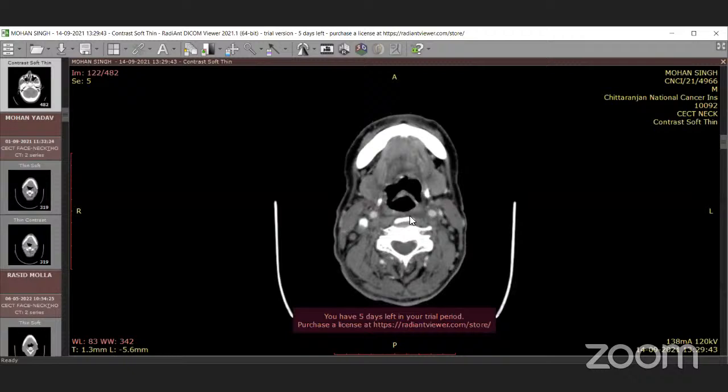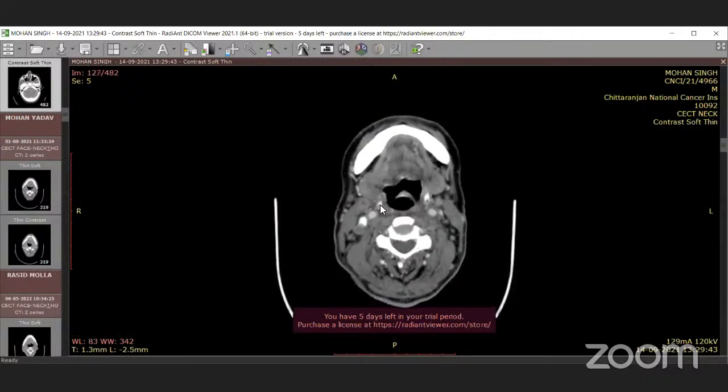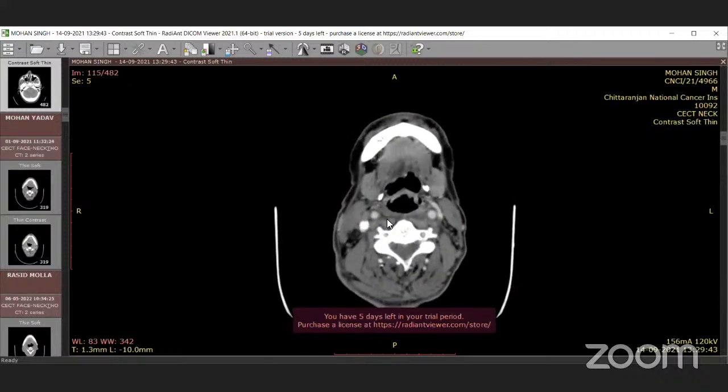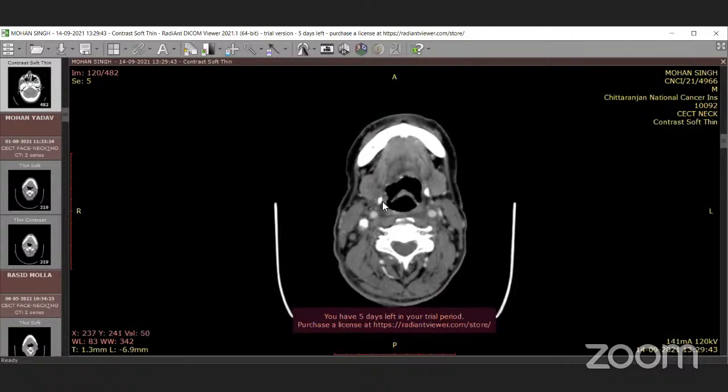And I think we had discussed the middle constrictors insert on the hyoid bone. So when you have this posterior margin of the oropharynx, you can see this constrictor which is going up to the level of the hyoid bone, and this is the middle constrictor.